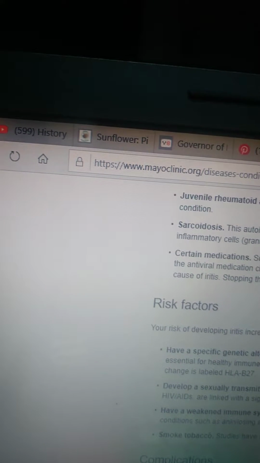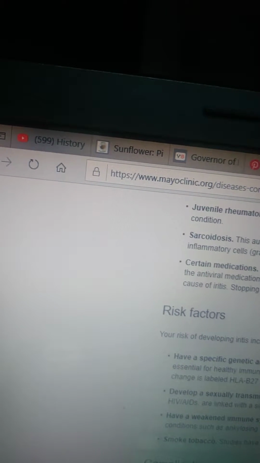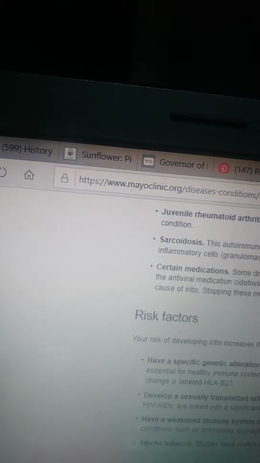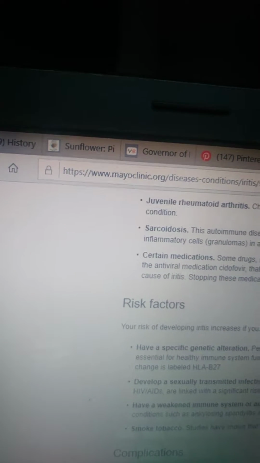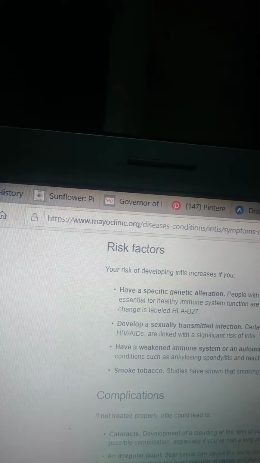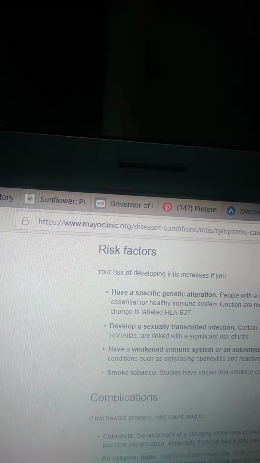But my point, they say, okay, risk factors: a specific genetic alteration, people with a specific change in a gene that's essential for healthy immune system function, sexually transmitted diseases, certain infections such as syphilis, HIV, AIDS are linked with significant risk of iritis. Okay, so a weakening immune system, autoimmune disorder. This includes conditions such as ankylosing spondylitis and rheumatoid arthritis. Smoking also.